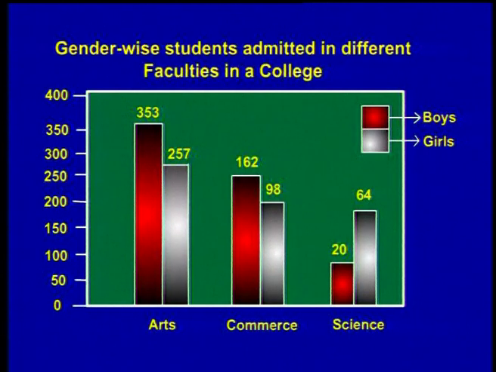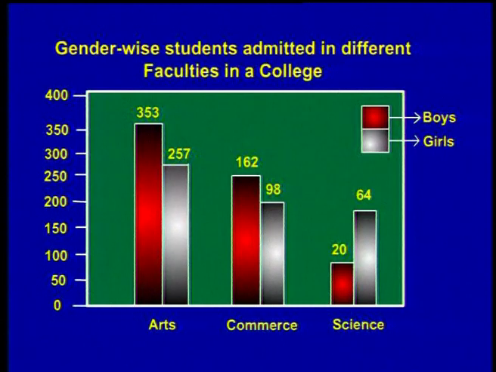Let us look at another bar chart which presents to you the gender-wise students admitted in different faculties in a college. It is a colorful picture which catches your attention and which shows you the relative admissions in each faculty gender-wise. You can see, for instance, that there are 353 boys as against 257 girls in arts. The comparison can be extended across faculties to the faculties of commerce and science.